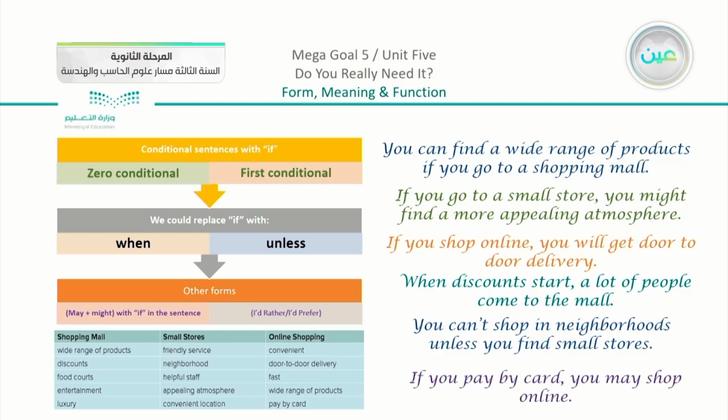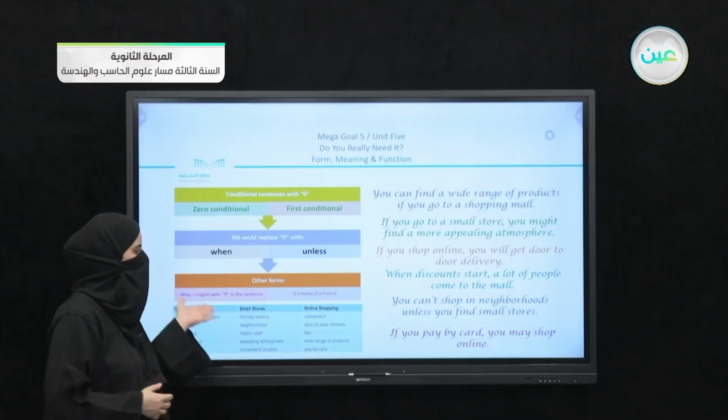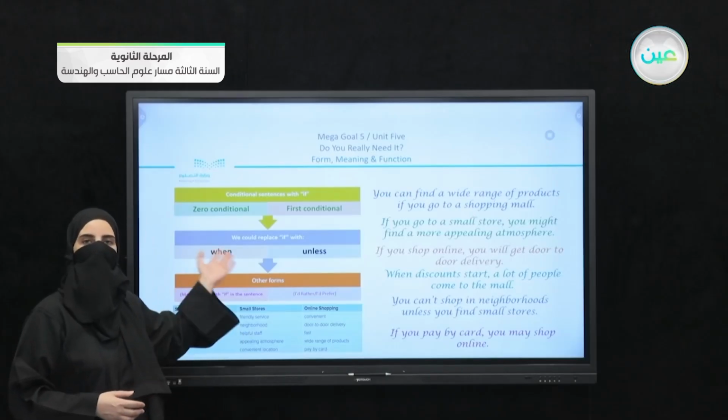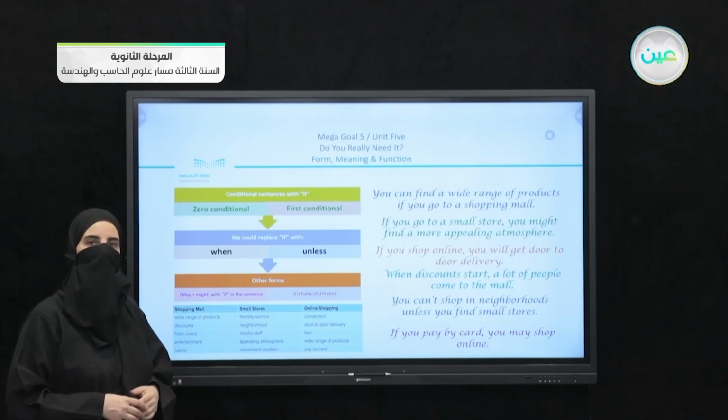We have the very last sentence. You can see that we have here, if you pay by card, you may shop online. Here there is the part using may in the sentence with the if clause, like what we did in the second example when we used might. So you can see that there are different sentences applied here and there is a combination between the words that we have learned here and we applied them within the structures.